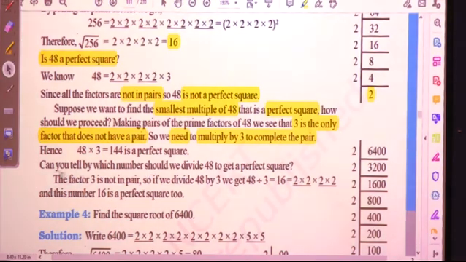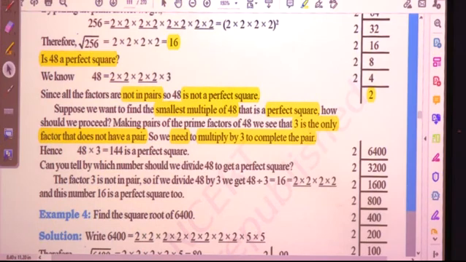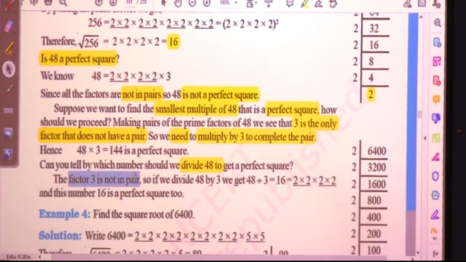And 144 is a multiple of 48. Can you tell by which number should we divide 48 to get a perfect square? Now, here they have explained the smallest multiple of 48. Further they are asking, by which number should we divide 48 to get a perfect square? Not only to multiply, now they are asking by what number if we divide we get a perfect square. Again, the factor 3 is not in a pair.